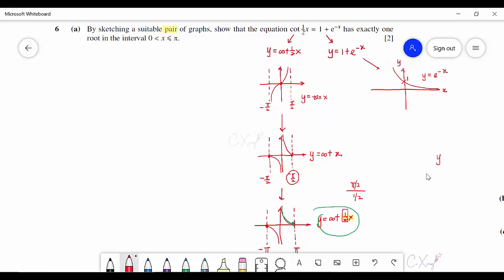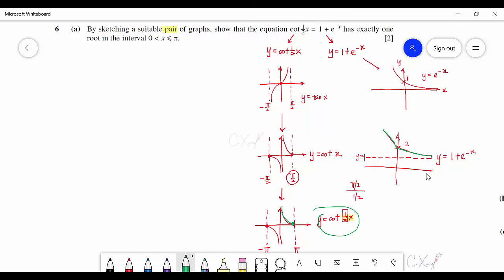If I want to sketch y equals 1 plus e to the negative x, that means you need to translate the graph 1 unit up. So 1 unit up means that the original asymptote, the x-axis, will become the line y equals 1. The shape is still exactly the same, it didn't change at all, just that the y-intercept will become 2. So this is my graph for y equals 1 plus e to the negative x.